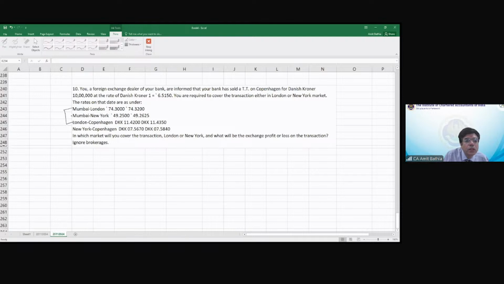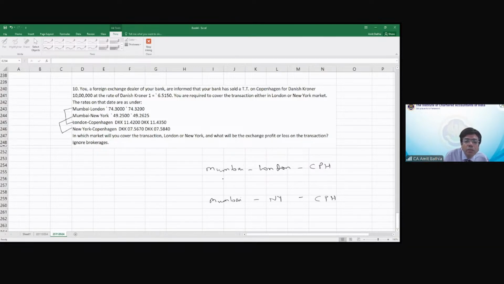Yes. Similarly, I have Mumbai to New York available to me, and then I can go to Copenhagen. So what is happening over here? I have two options. What are those two options? I go from Mumbai to London to Copenhagen, right? Or Mumbai to New York to CPH, that is Copenhagen.